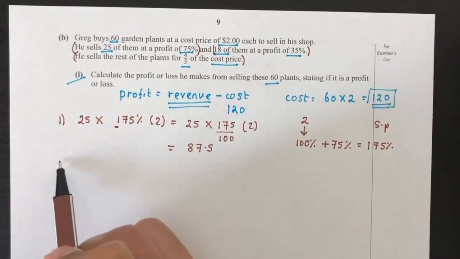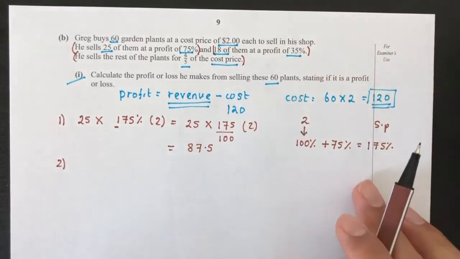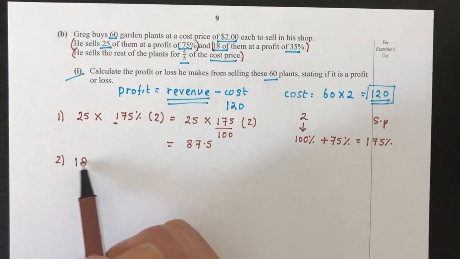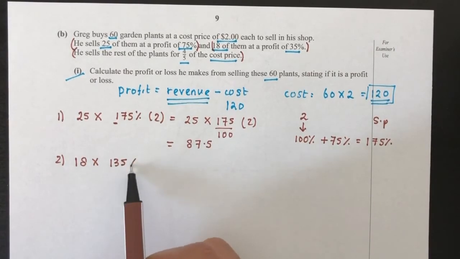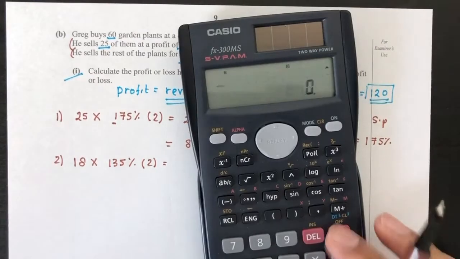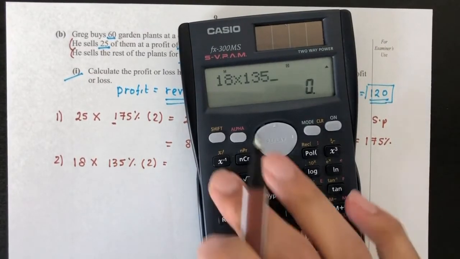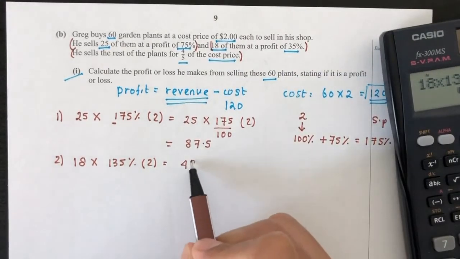Now for part 2, it says he sells 18 of them at a profit of 35%. So same steps, 18 times, now it is 35, that will be 135% times $2. That was the cost. That will be 18 times 135 over 100 times 2. That will be 48.3.